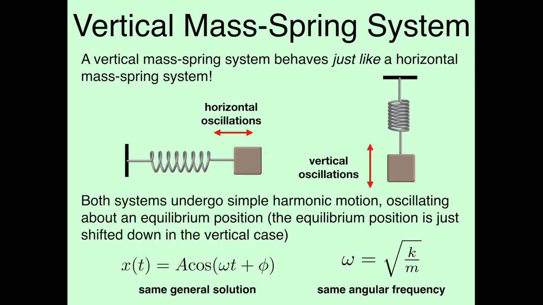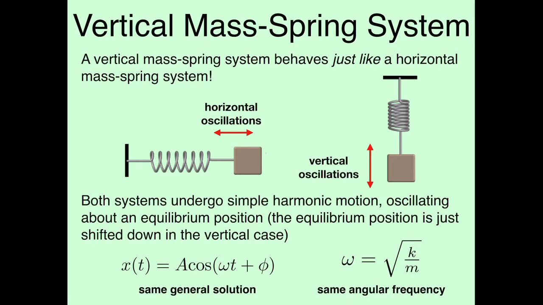So therefore, the takeaway point is a vertical mass spring system behaves just like a horizontal mass spring system. They both undergo simple harmonic motion about some kind of equilibrium position. In this case, we oscillate horizontally around that equilibrium point. In this case, we oscillate vertically around that equilibrium point. The only difference is that in this vertical case, the equilibrium point that we oscillate around is shifted down a little bit. But other than that, it's the same exact motion.